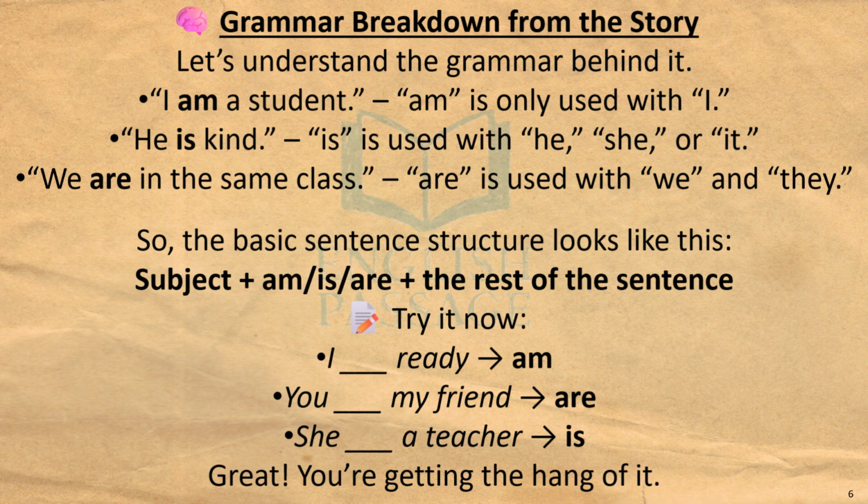So, the basic sentence structure looks like this. Subject plus am, is, or are, plus the rest of the sentence. Try it now. I blank ready. Answer: am. You blank my friend. Answer: are. She blank a teacher. Answer: is. Great. You're getting the hang of it.